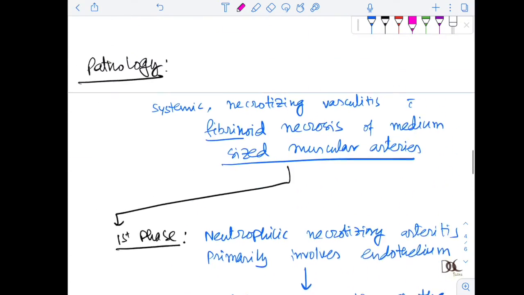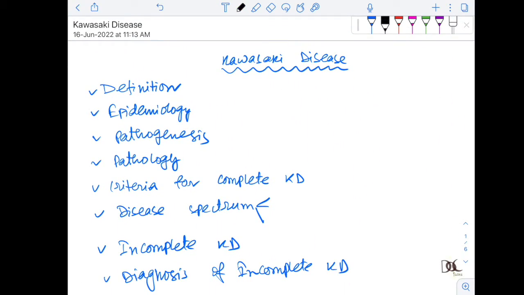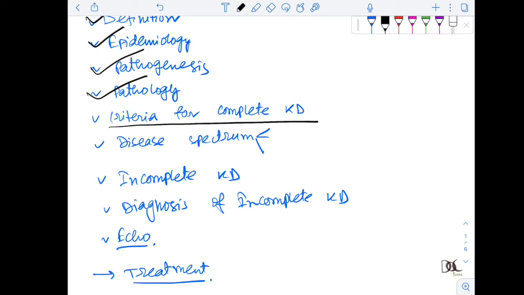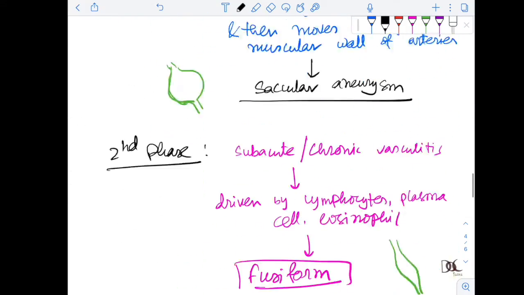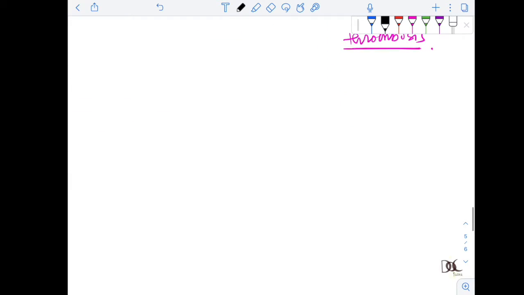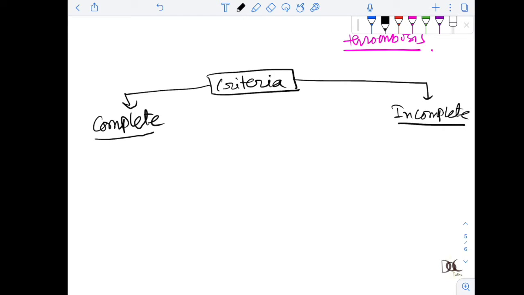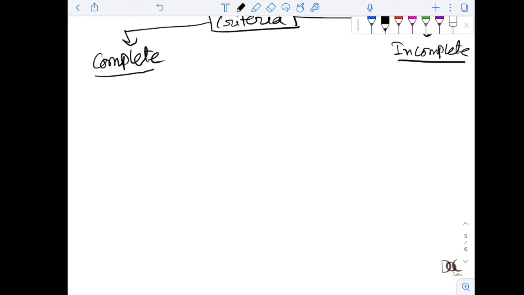So what we have read already: the definition, the epidemiology, the pathogenesis, the pathology. Now the criteria for complete KD. Now we are coming to the major part. What is the criteria for complete KD? Before I tell the criteria, there are two types of KD. We all know one is complete and another is incomplete. We'll read in detail about both. The first thing that we should read is complete KD.